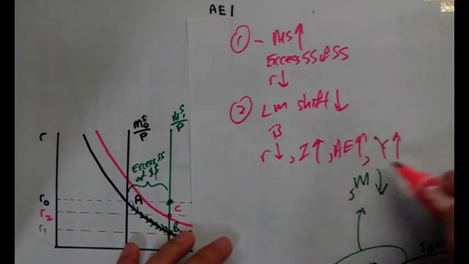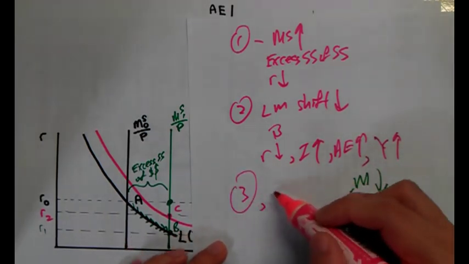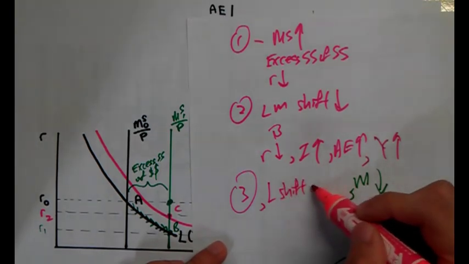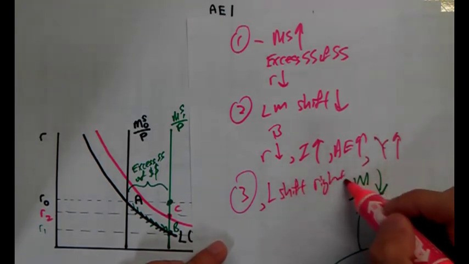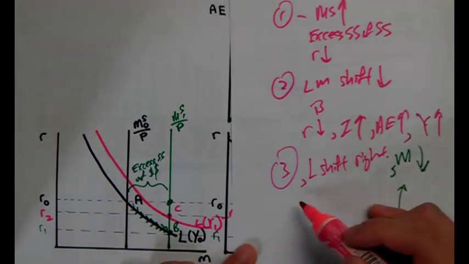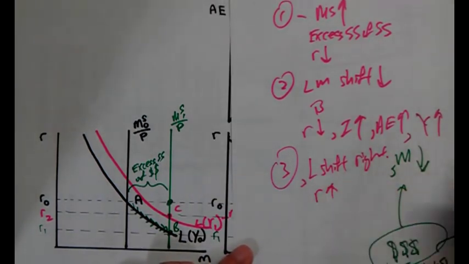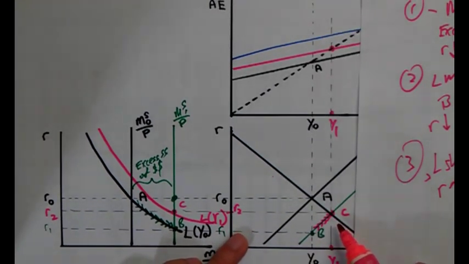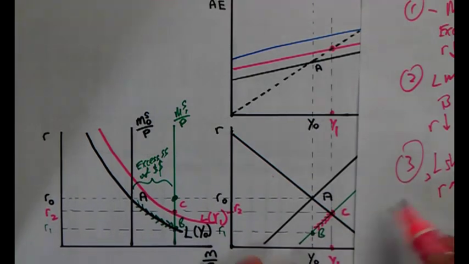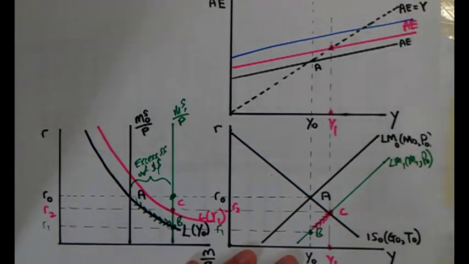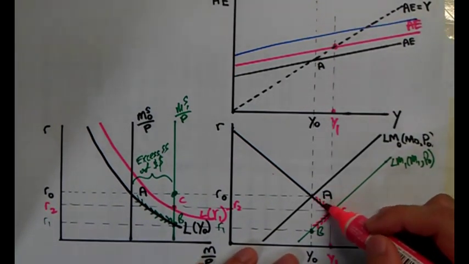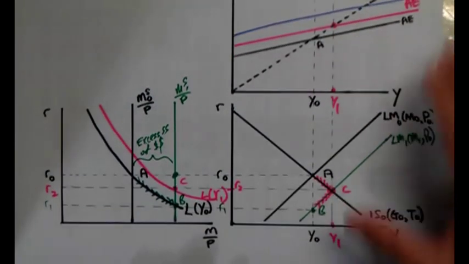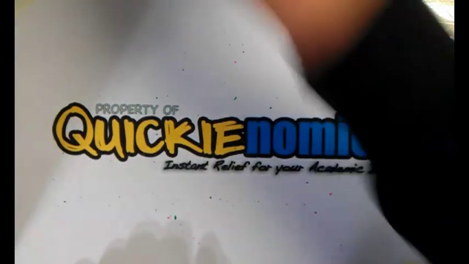When output increases, the third thing that happens is that my demand for liquid assets is going to shift to the right, giving me new interest rates. Interest rates were increased, and that was how I landed at point C. Now the movement in the IS curve is captured here, because of the increase in investment. That's it.